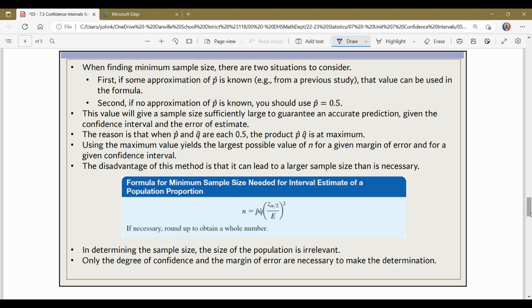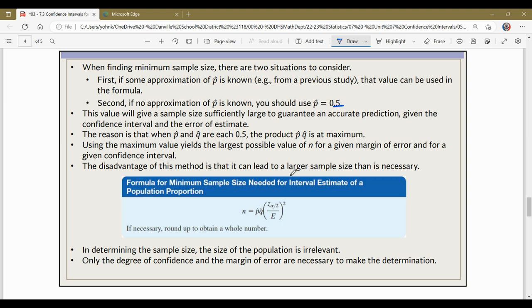So basically, if you're going to estimate how many people to sample for a future study, you either have old data to look back on or no data to look back on. If you have some old data from a previous study, that's what your p hat is. If you don't have any data from a previous study, then you're going to use p hat of 0.5.